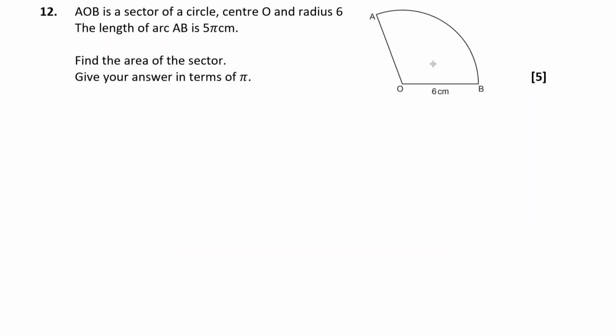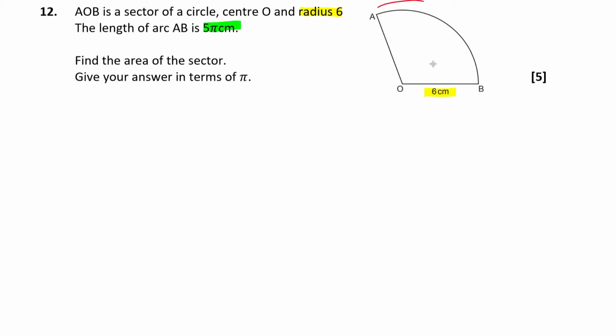AOB is a sector of a circle, centre O and radius 6. The length of arc AB is 5 pi centimetres. Find the area of the sector. Give your answer in terms of pi. So we've been given a diagram here for our shape. Not all the information is on there, is there? We can see that the radius is 6. We can see AOB, but we've not got the arc length on there, so we need to add that to our diagram. That's 5 pi.